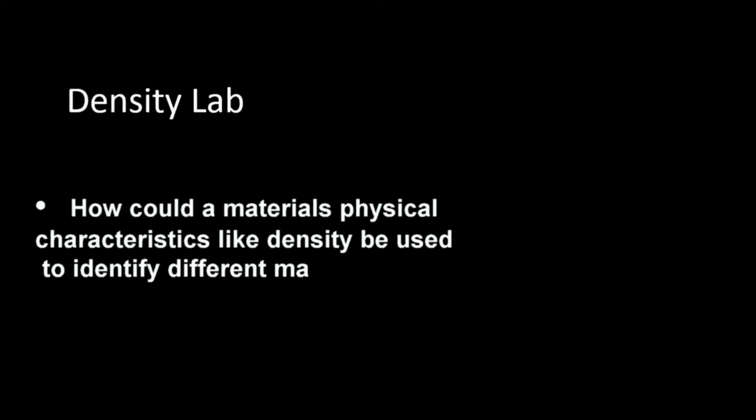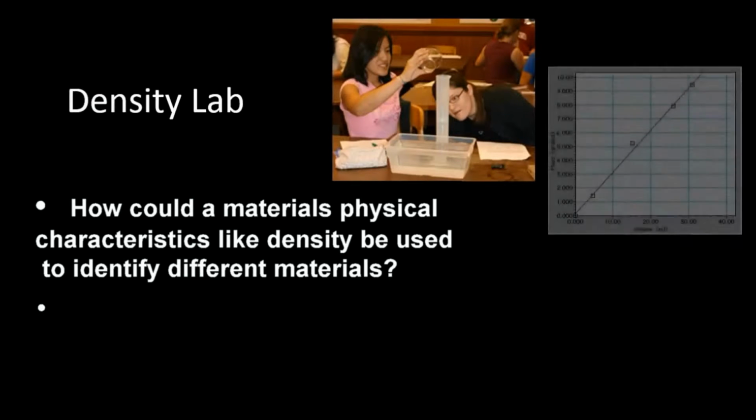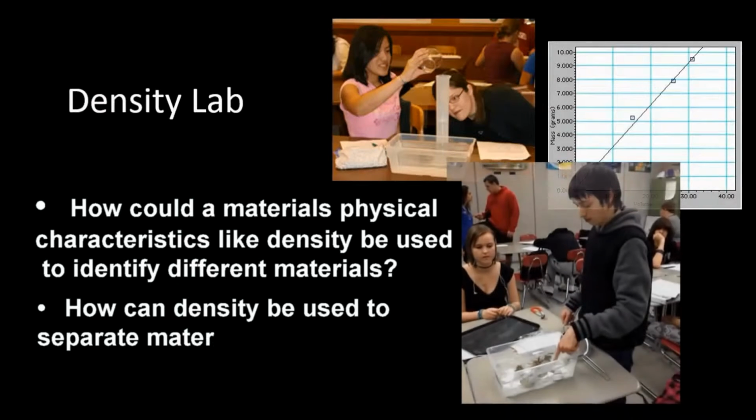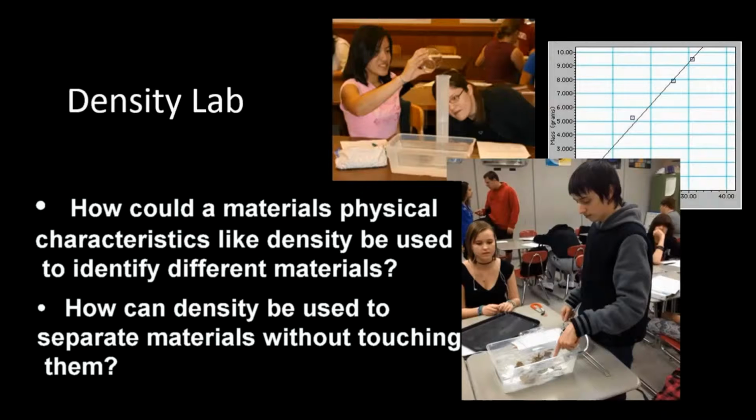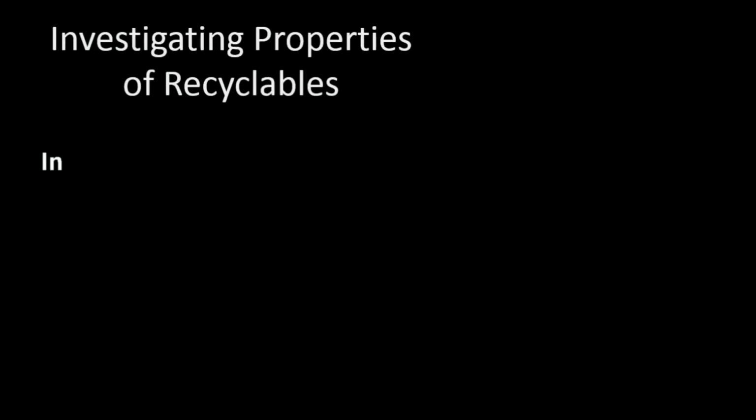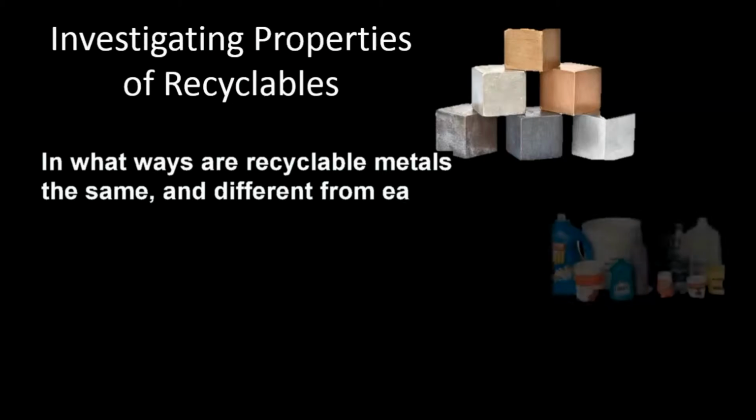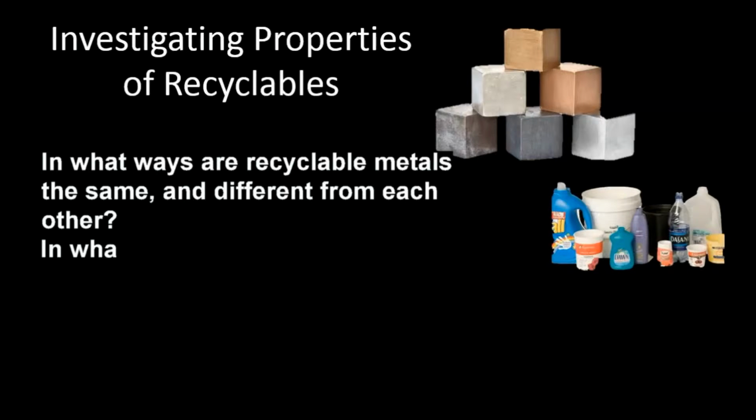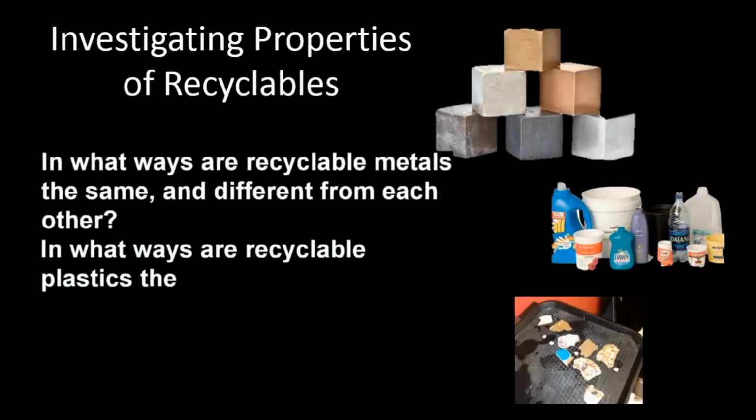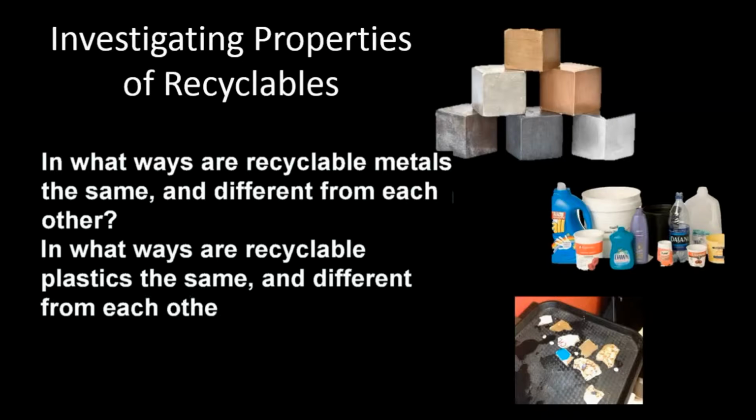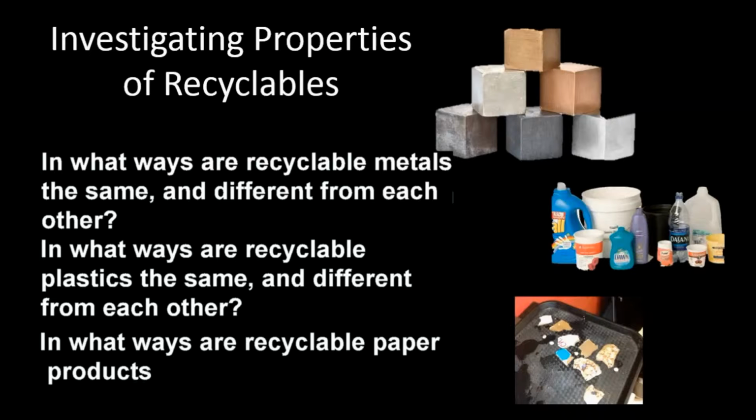How could a material's physical characteristics, like density, be used to identify different materials? Can density be used to separate materials without touching them? In what ways are recyclable metals the same and different from each other? In what ways are recyclable plastics the same and different from each other? In what ways are recyclable paper products the same and different from each other?